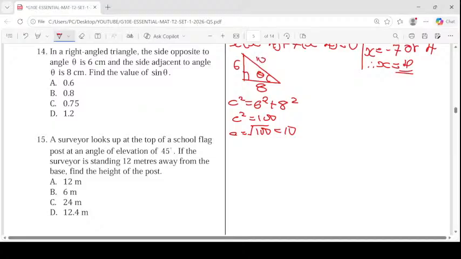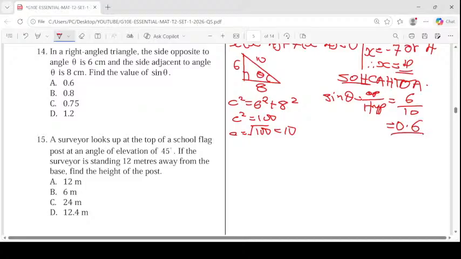Then they want to find the sine. We are going to apply what is called SOHCAHTOA. When you talk about sine, sine theta is given by opposite over hypotenuse. The opposite side is 6 over the hypotenuse 10. So I have 6 over 10, which can be written in decimal form as 0.6. Exactly, giving choice A for apple the correct answer.